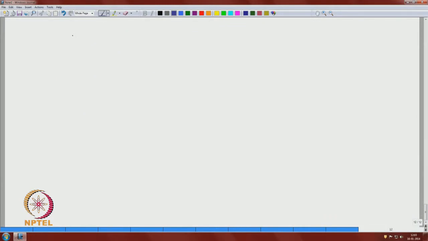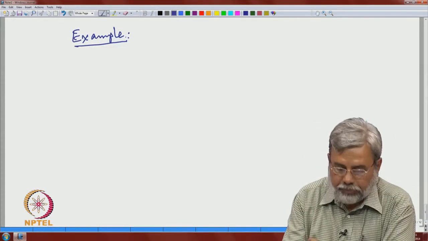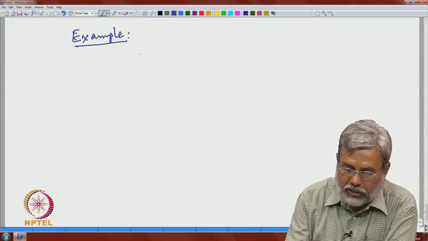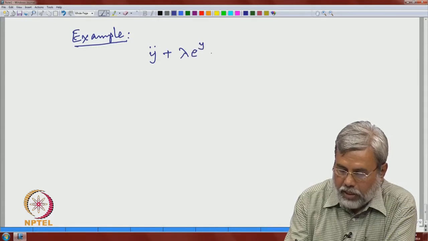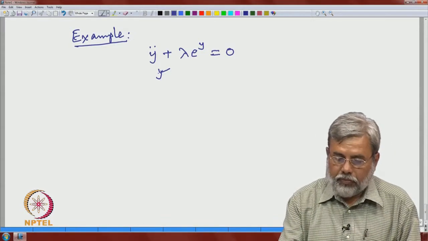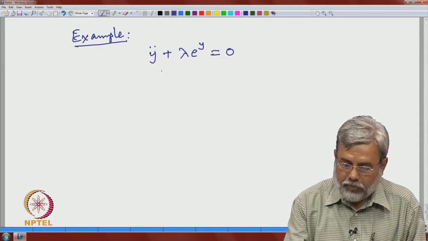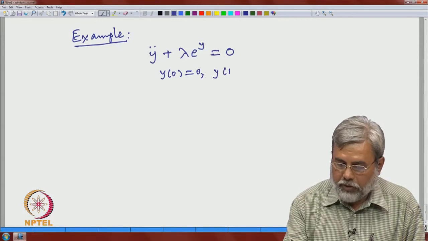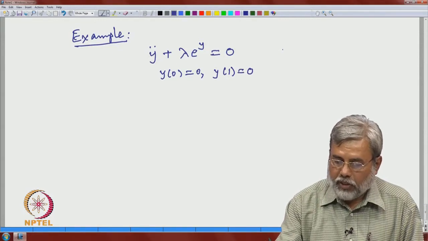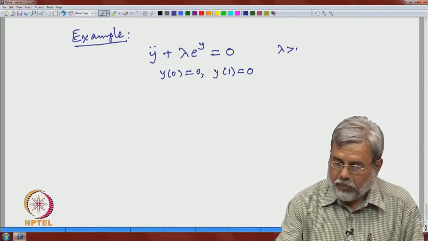So again, last time I stated this example, hope you have worked it out. So let me recall that. This is y double dot plus lambda e to the y equal to 0, with y(0) equal to 0, y(1) equal to 0. So this lambda is positive.